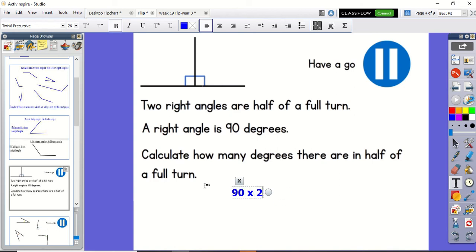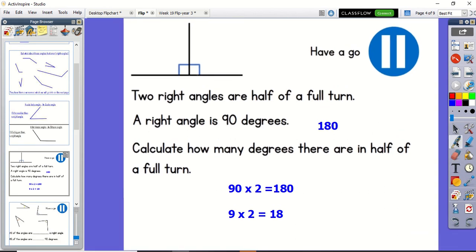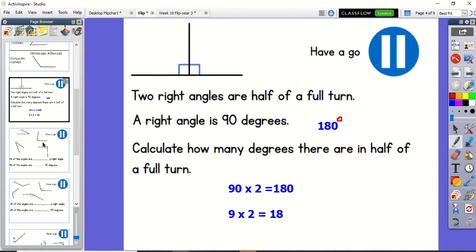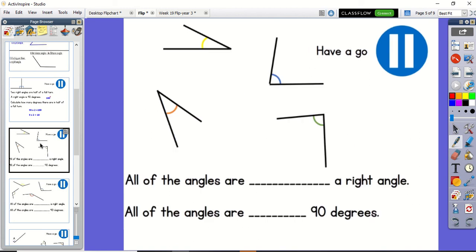times 2. Now, obviously, that's a bit difficult. So we'll do 9 times 2, which gives me 18. So if 9 times 2 is 18, 90 times 2 must be 180. So two right angles is 180 degrees. And you show that by drawing a little circle just there. Okay? Now then, let's move on. Remember that because we're going to come back to it.